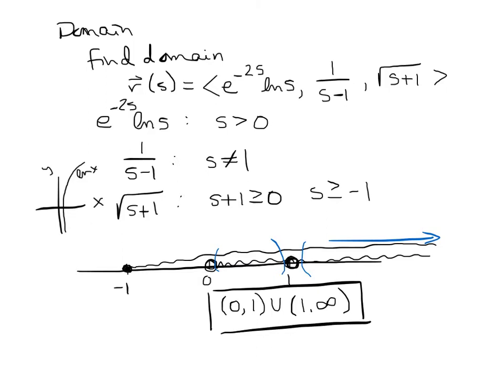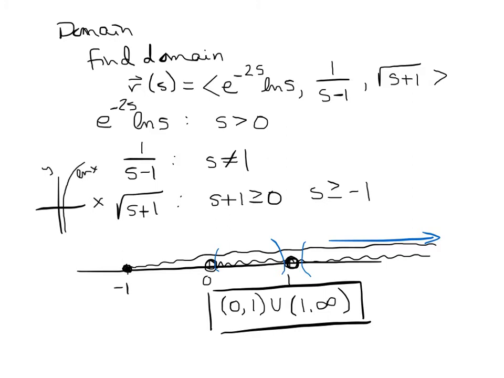It includes all the s's. I'm writing down all of the s's where there are no division by zeros, no negatives in square roots, and no negatives or zeros in natural log.